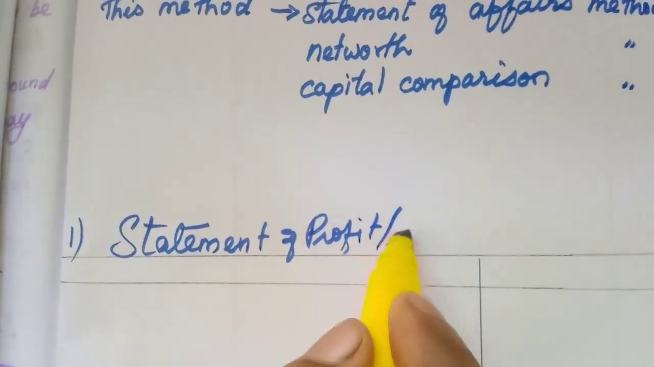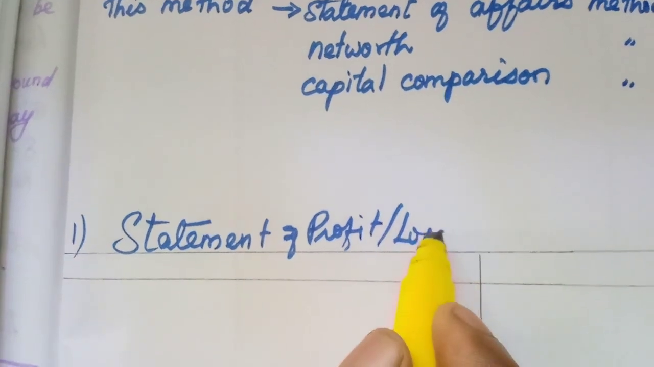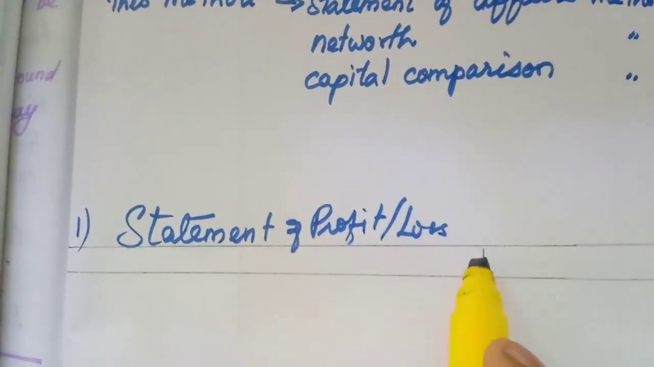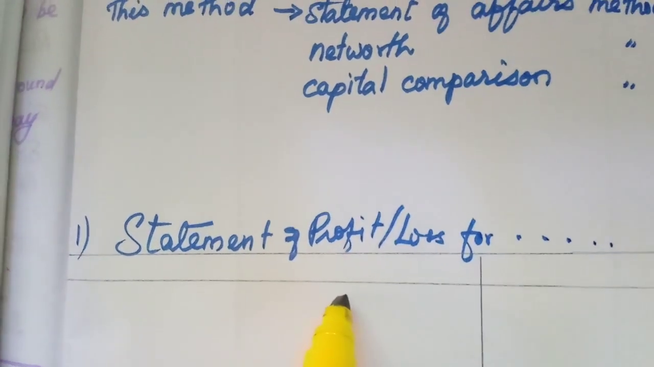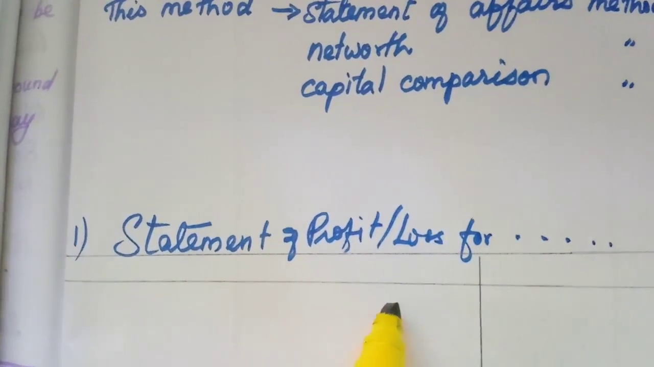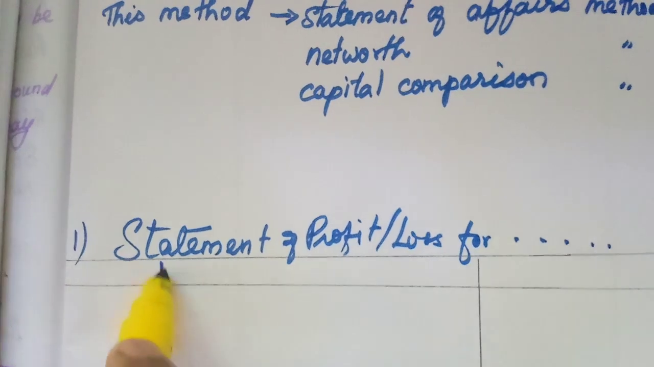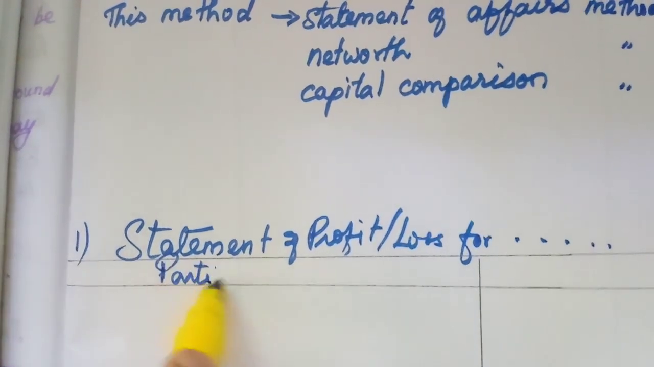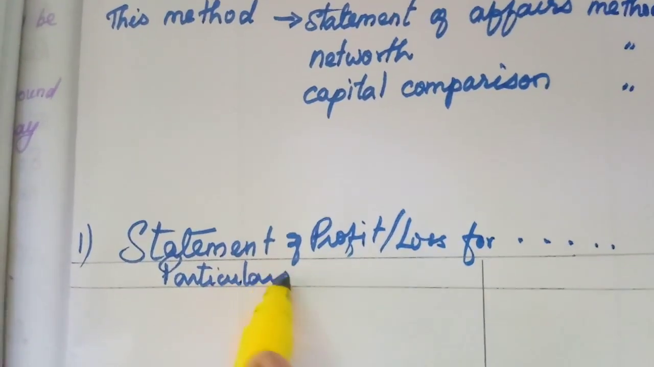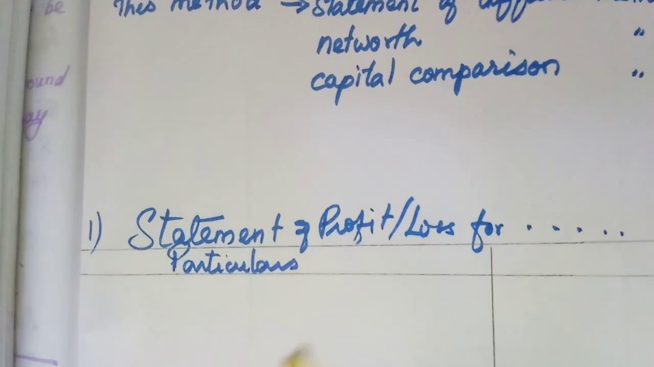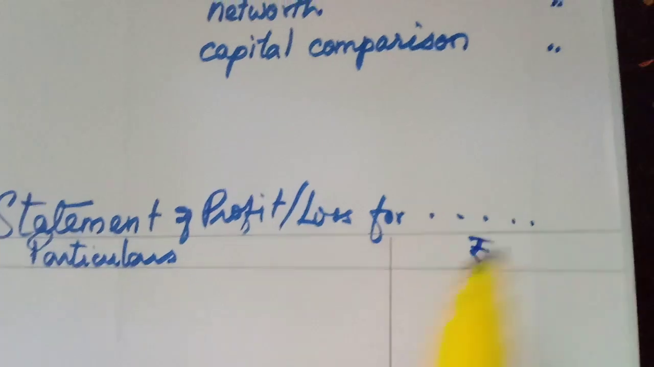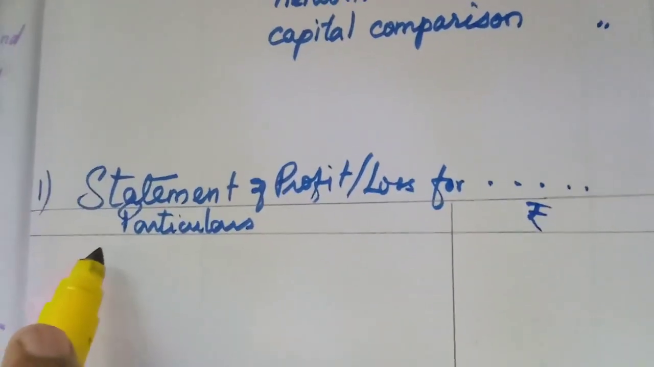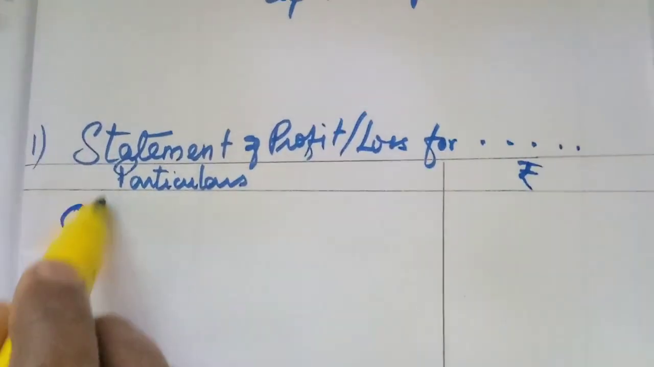Statement of profit or loss for the year ended, you have to write fully. For the year ended 31st March 2019. Then particulars. Next step, you have to draw the line and column. Then you fill it up. Then rupees. First you have to write closing capital.